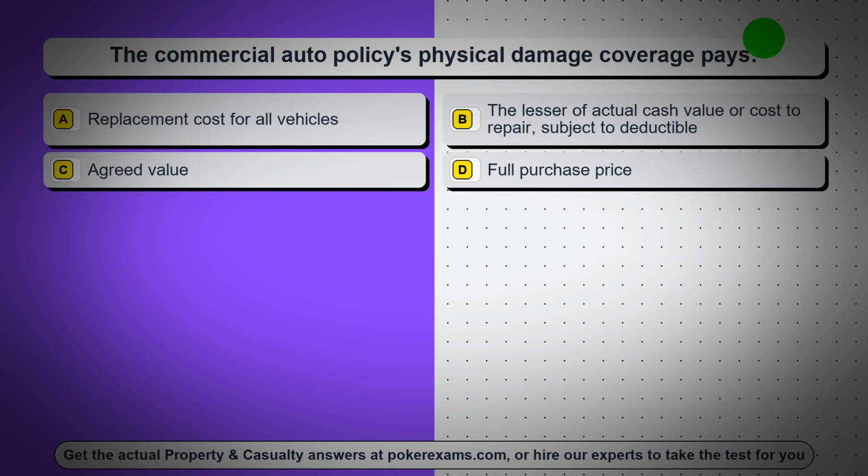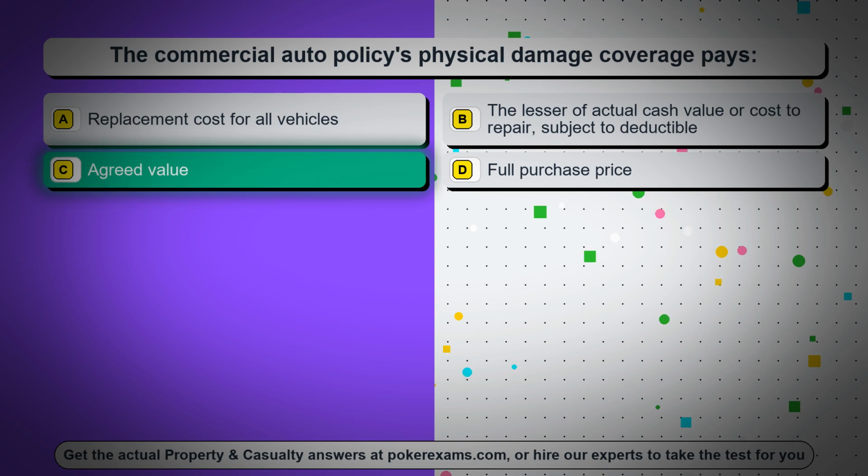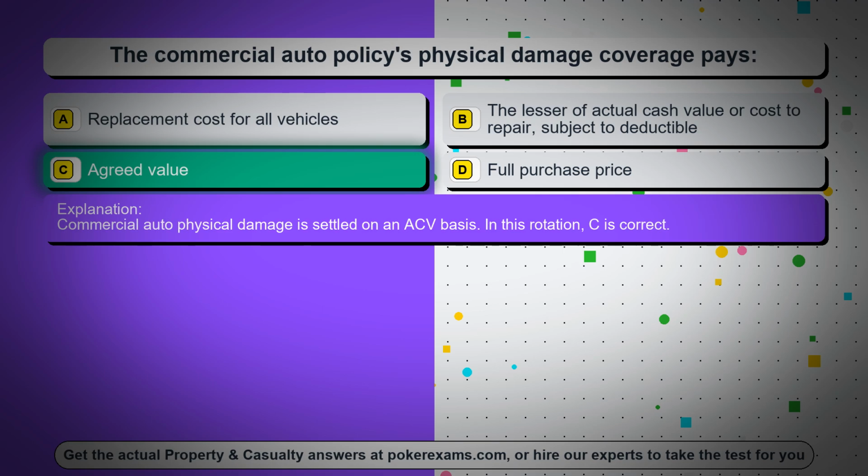Question 71. The commercial auto policy's physical damage coverage pays. Option A replacement cost for all vehicles. Option B the lesser of actual cash value or cost to repair, subject to deductible. Option C agreed value. Option D full purchase price. The correct answer is option C, agreed value. Commercial auto physical damage is settled on an ACV basis. In this rotation, C is correct.